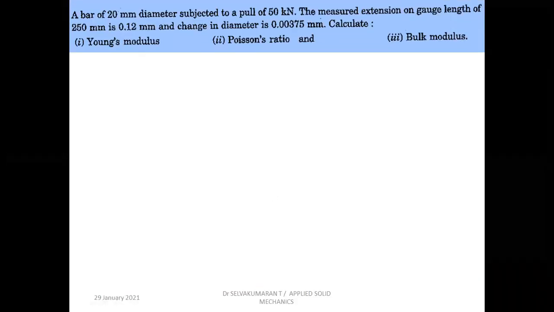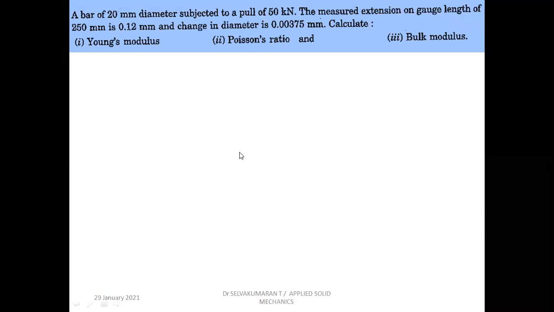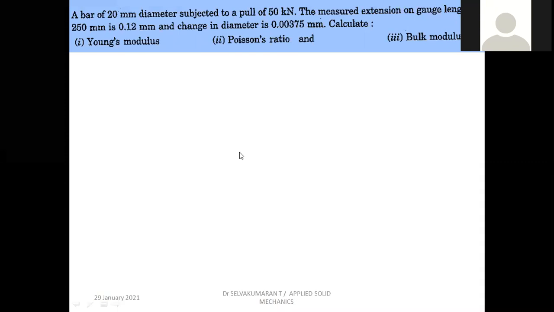A bar of 20 mm diameter is subjected to a pull of 50 kilonewton. The measured extension on a gauge length of 250 millimeter is 0.12 millimeter and the change in diameter is 0.00375 millimeter. Calculate Young's modulus, Poisson's ratio, and bulk modulus.